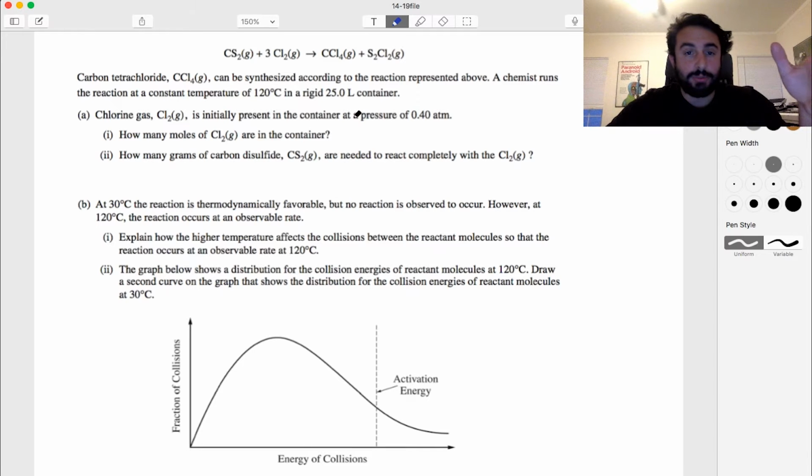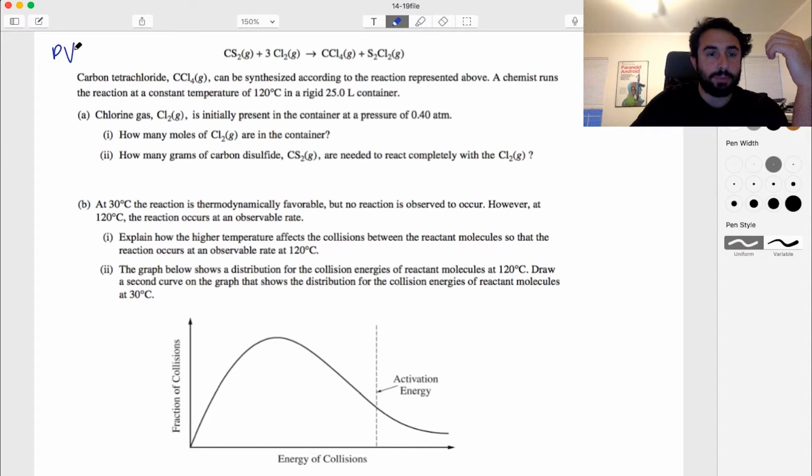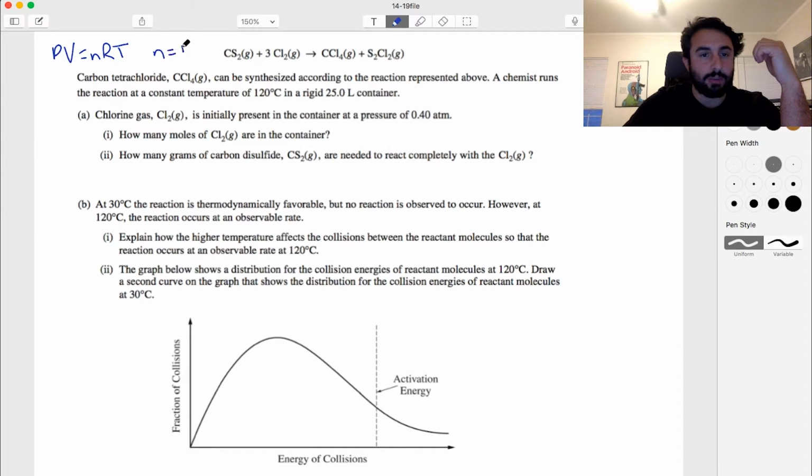So this is very straightforward. We're dealing with an ideal gas. We have pressure, we have temperature, we have volume, right? And we want moles. So this is very straightforward. PV equals nRT, our indispensable ideal gas law, and we want to solve for moles. So let's just rearrange that to be n equals PV over RT. So we can divide both sides by RT. We get n equals PV over RT. So let's go ahead and solve.